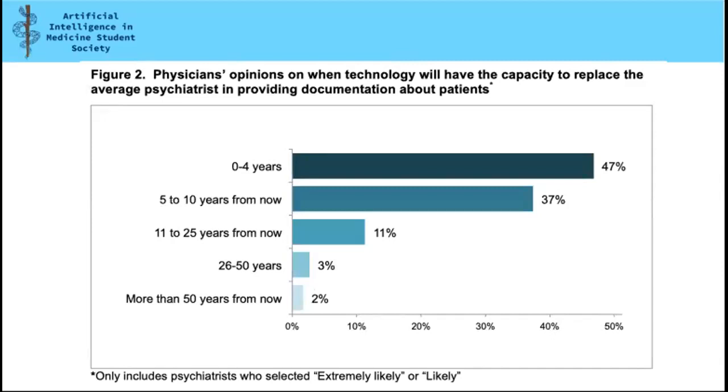And then how long will it take for AI to actually replace documentation for the patient? So not replacing psychiatrists, but just replacing the documentation section. And almost everyone said within the decade. So that's pretty interesting. All these psychiatrists genuinely think within the decade, AI is going to be integrated into psychiatry, probably in the form of documentation.